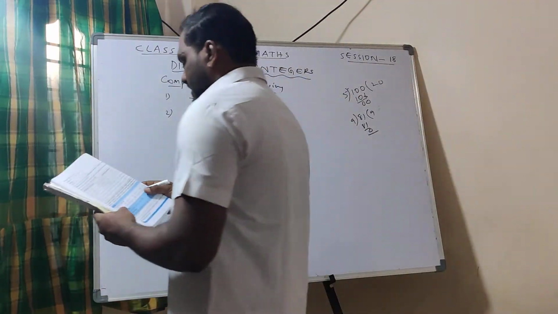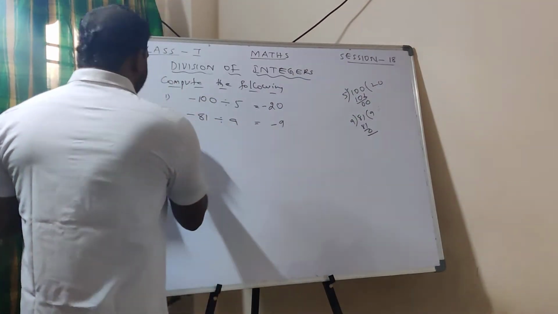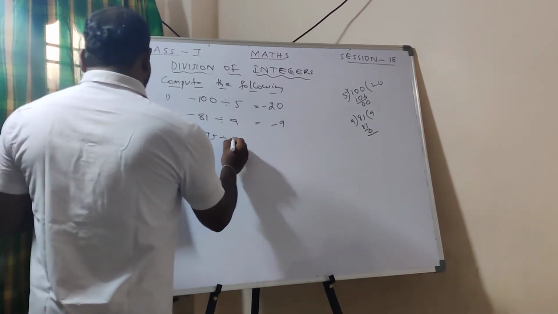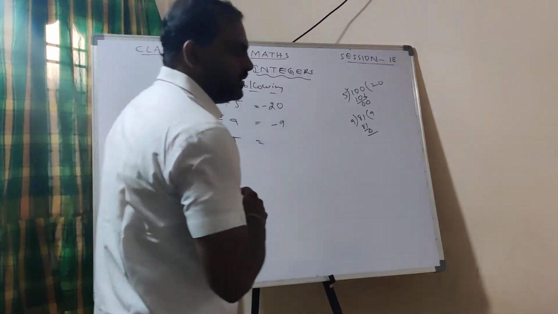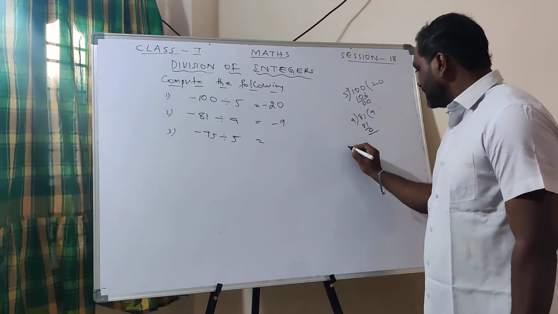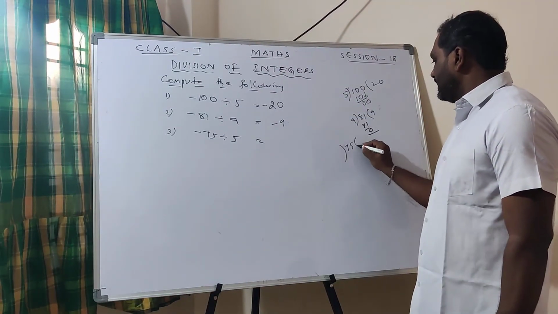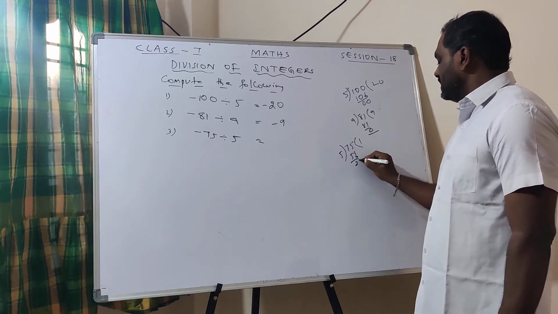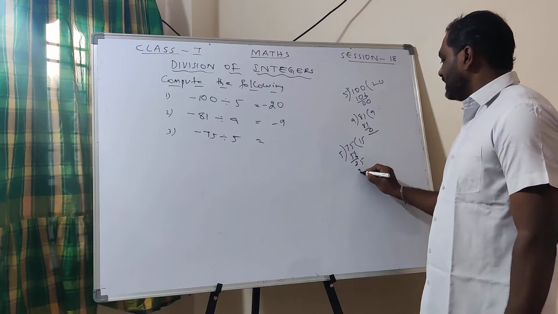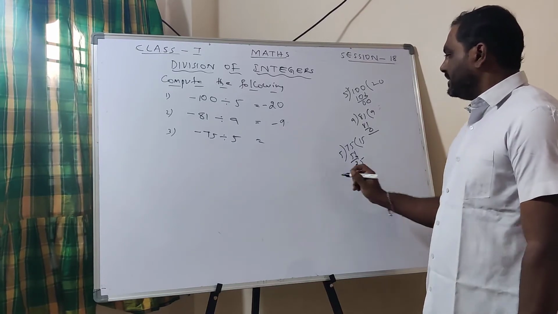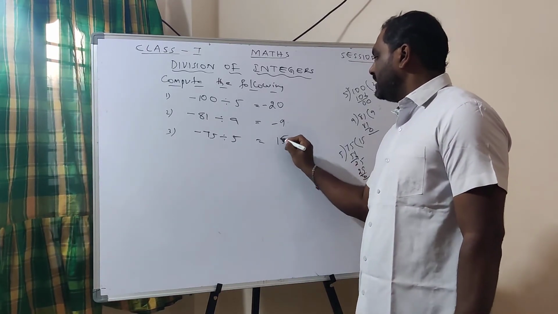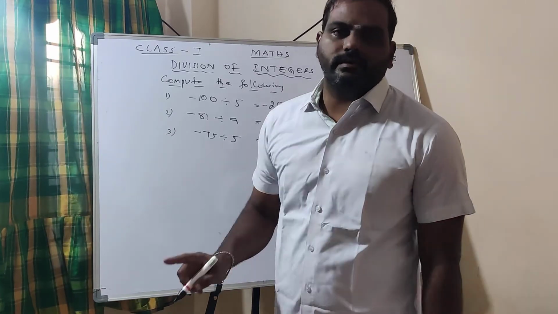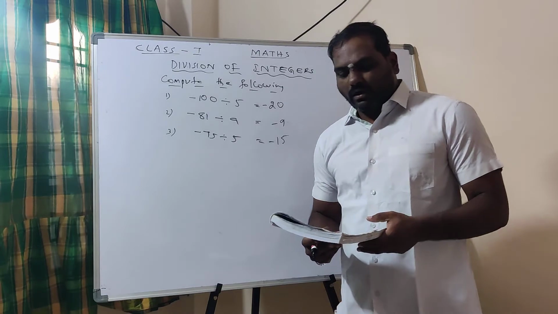Okay. Next, similarly, question number 3. What is question number 3? Minus 75 divided by 5. The same method you have to follow. 75 divided by 5. 5 ones are 5, remainder 2. Bring down 5. 5 5s are 25. 15 is the answer. But you have to write minus. If you write 15, the answer is wrong. So don't write it without the minus.